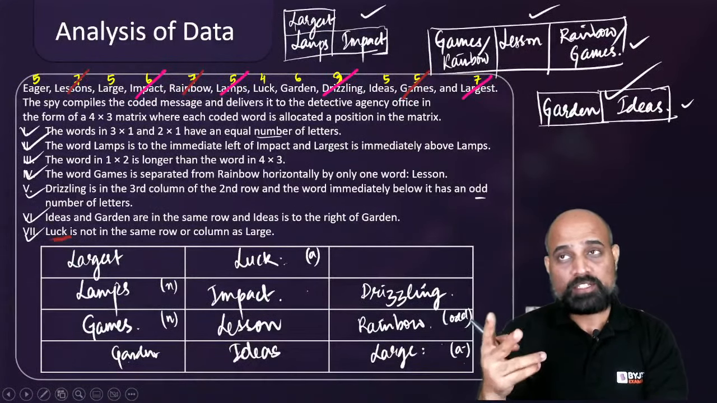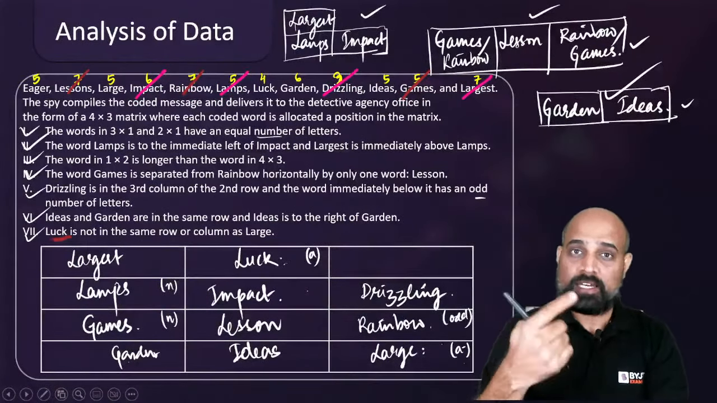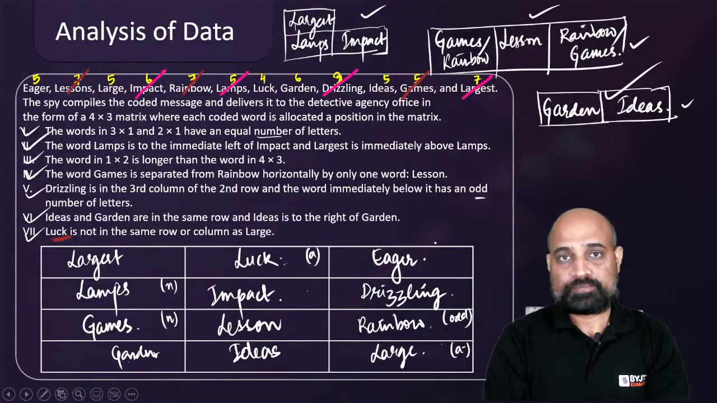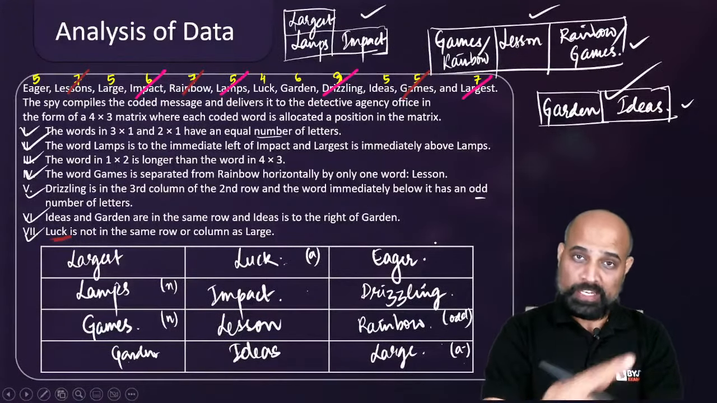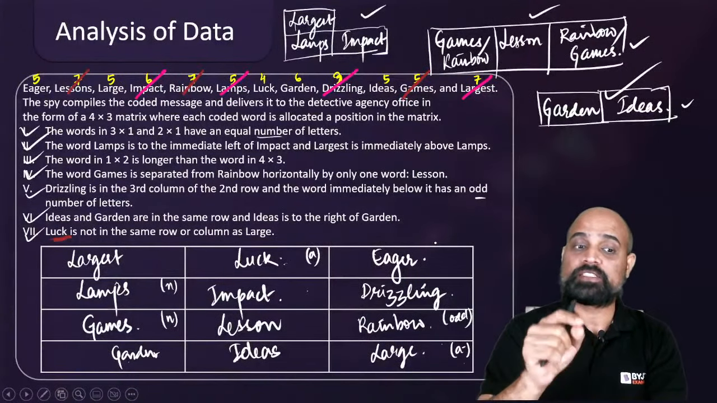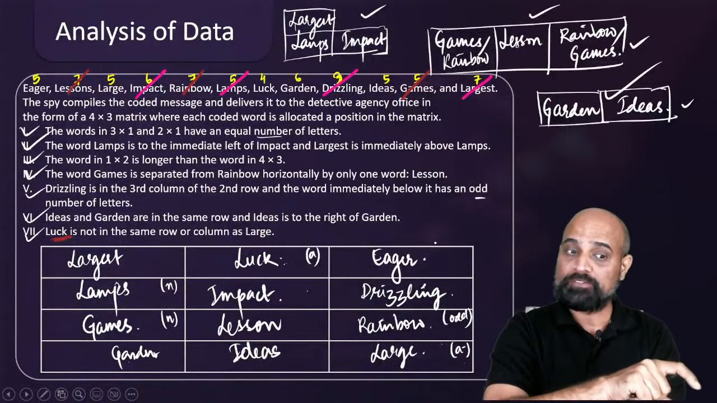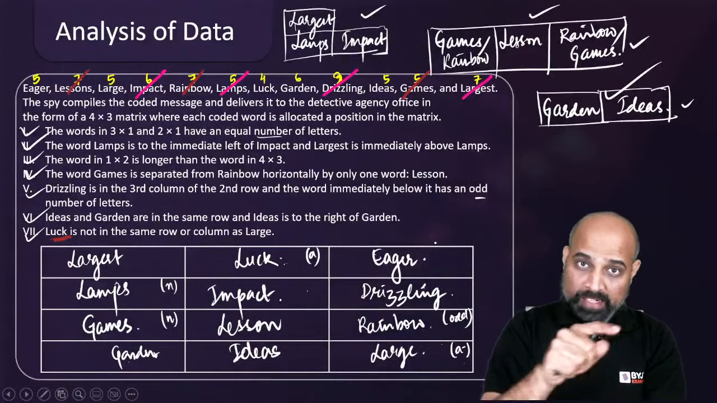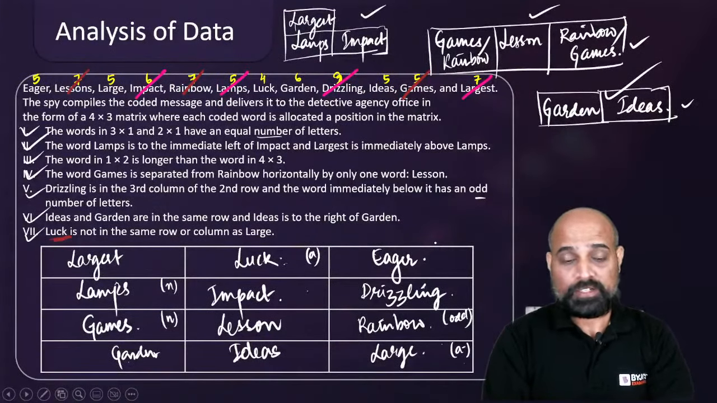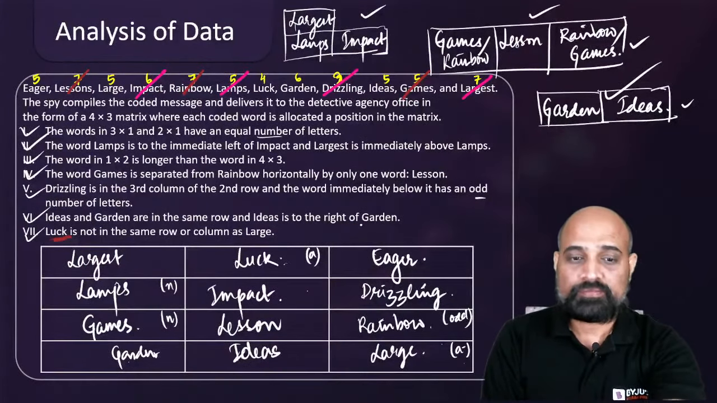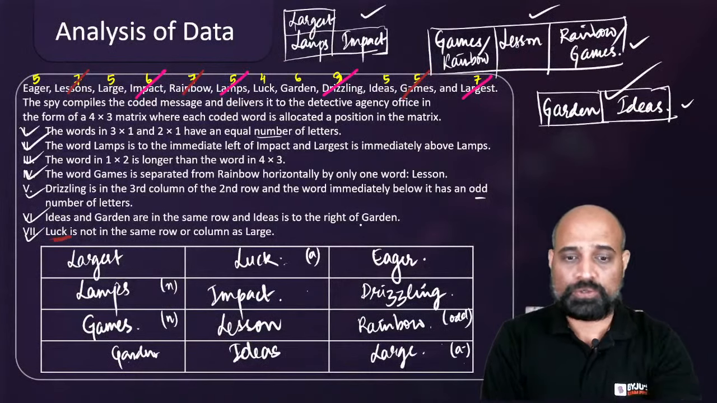So we have to consider two things: the number of letters, and that luck should not be in the same row and column as large. When this happens, this pattern comes out. So we will have to verify if everything is fine. If everything is not fine as per the given statements, then largest and lamps, the place where we began with, we will have to bring them in the 3rd row and the 4th row and then redo everything, right? So this is the typical IIFT set that we actually go through.